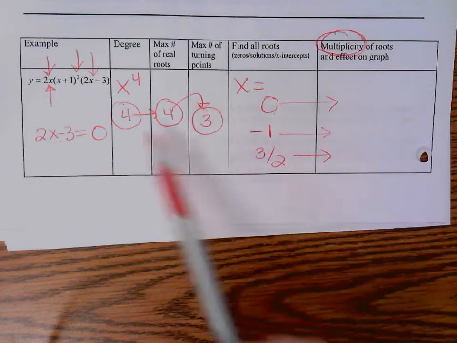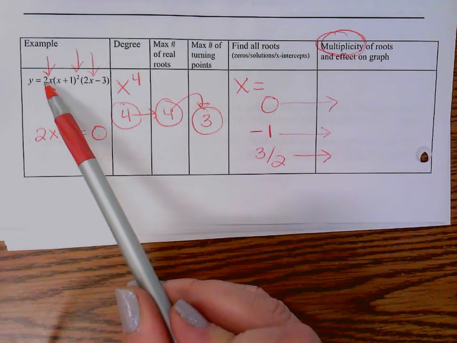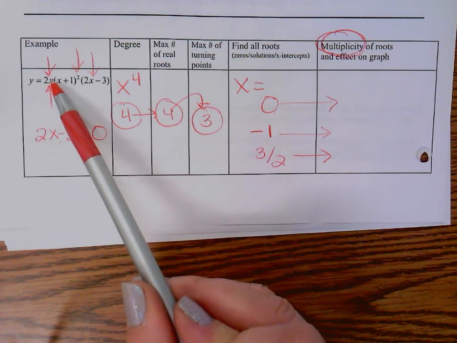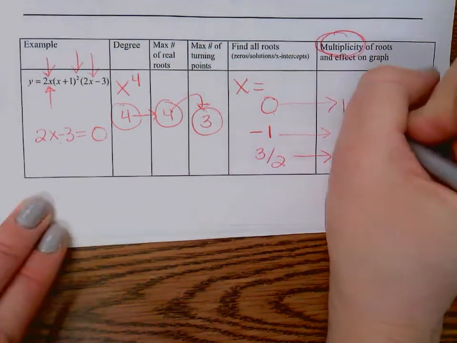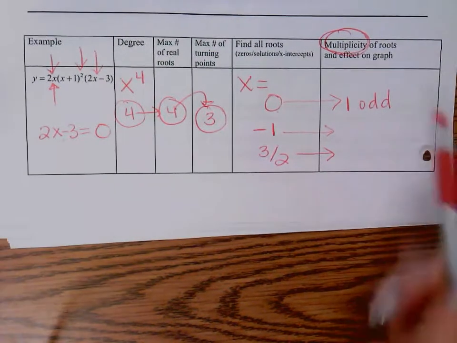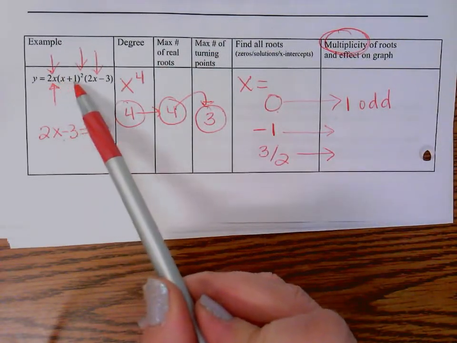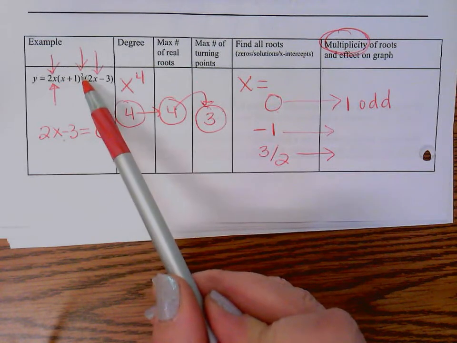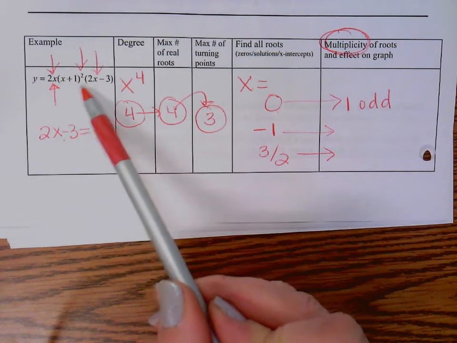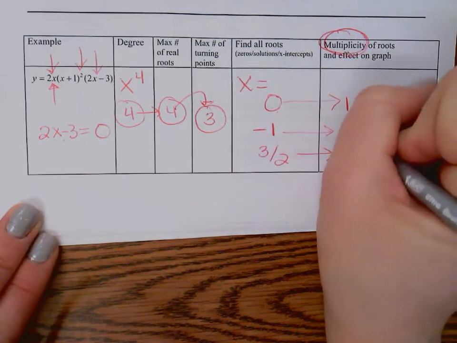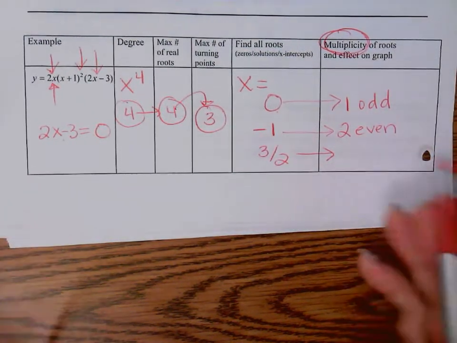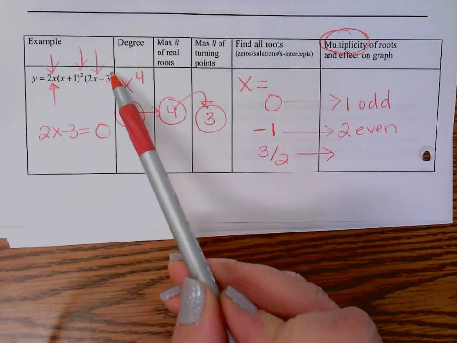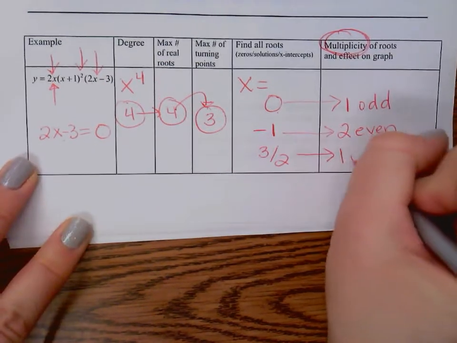All right, what was the power of 2x? That was just a linear factor, right? 2x was to the power of 1. So the multiplicity is 1, and 1 is an odd number. What about x plus 1? What did it have as a multiplicity? See how this was x plus 1 squared right here? The power was 2. So the power of that x-intercept was even. And then this was just 2x minus 3 to the first power, right? So it again had a power of 1, which was odd.